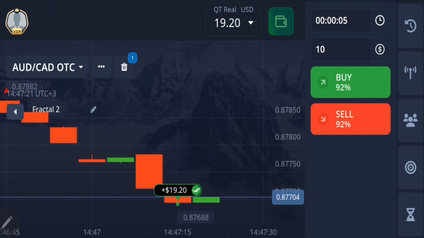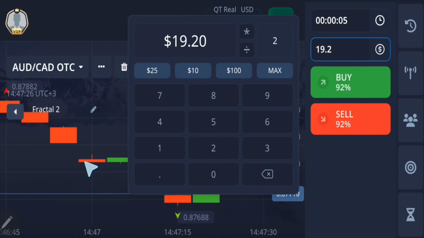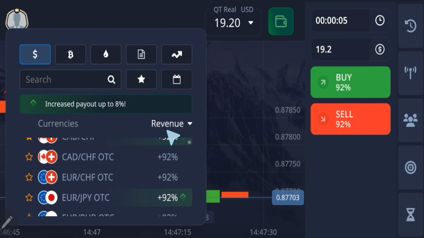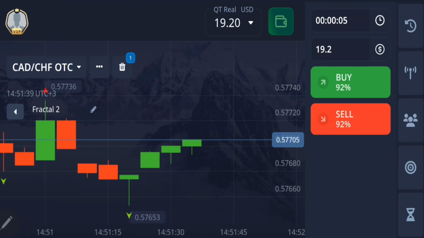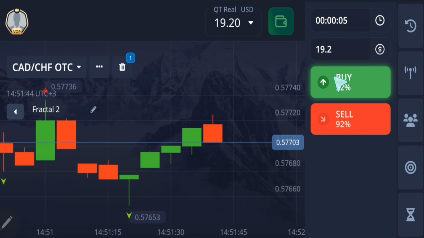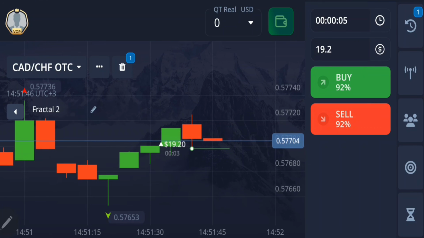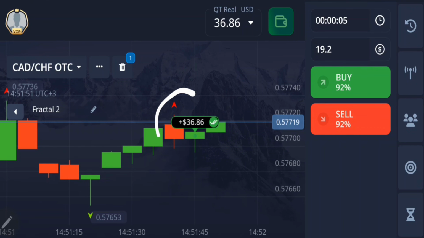So next up, I'm gonna put $19.20 in the trade amount. Then I'll pick another currency pair. Let it be Canadian dollar, Swiss franc, OTC. And have a look at this. Just a few seconds ago, this green arrow showed up. So I'm buying a $19 call option. There's literally 1 second left, and that's the second success in a row.